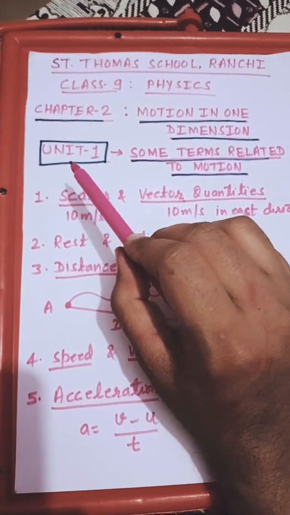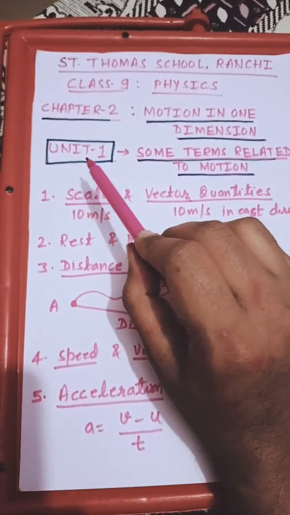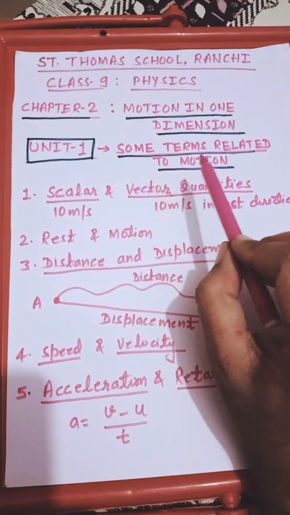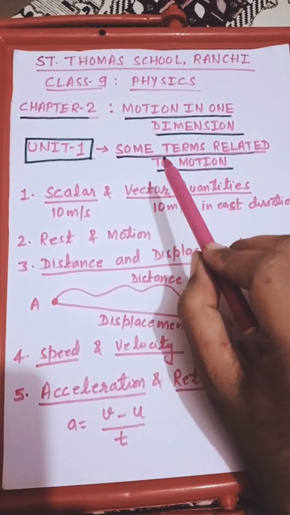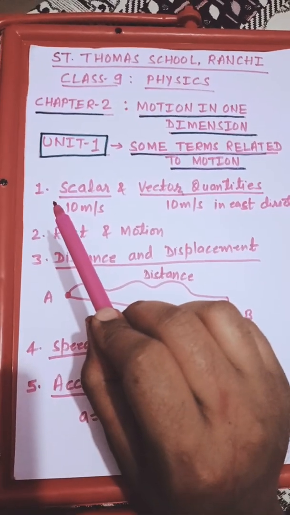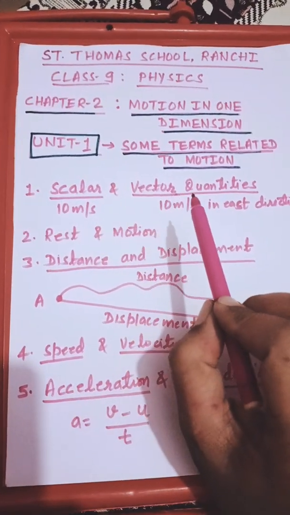Here we are going to study first the first unit. Under the first unit the topic is some terms related to motion. So we are going to study about different terms related to the motion. The first topic given here is about scalar and vector quantities.